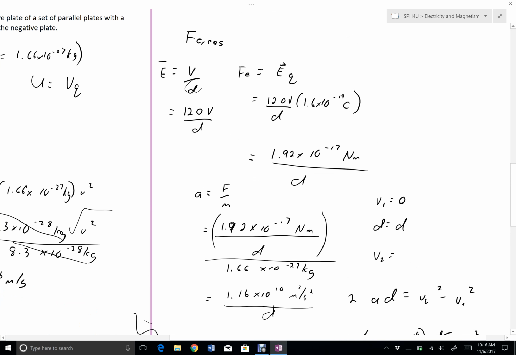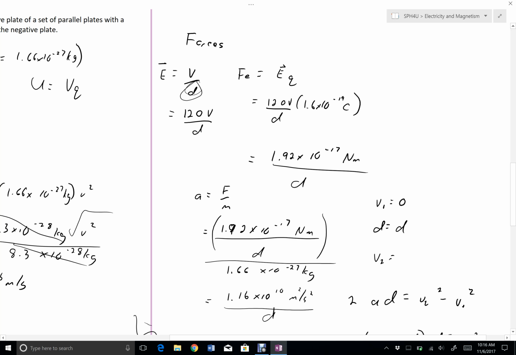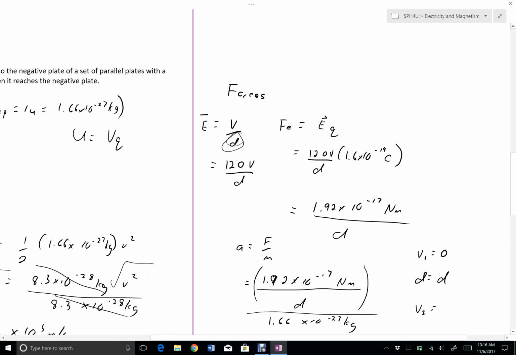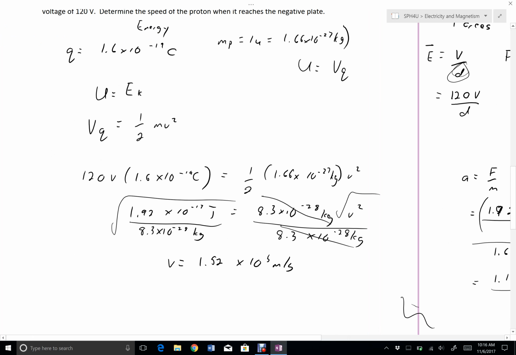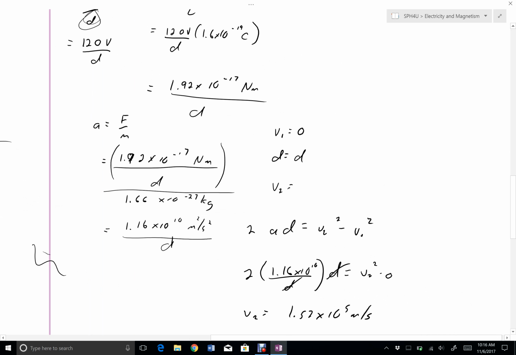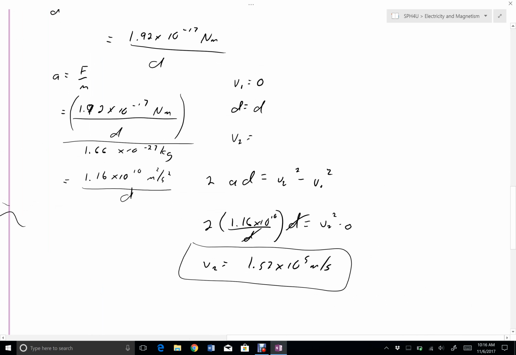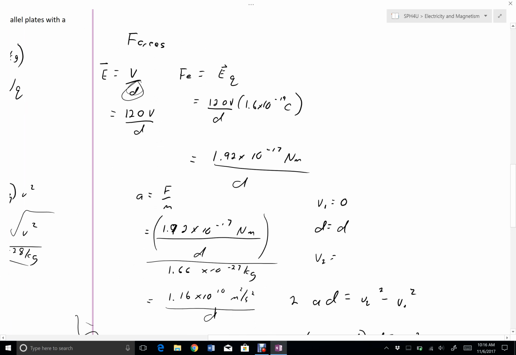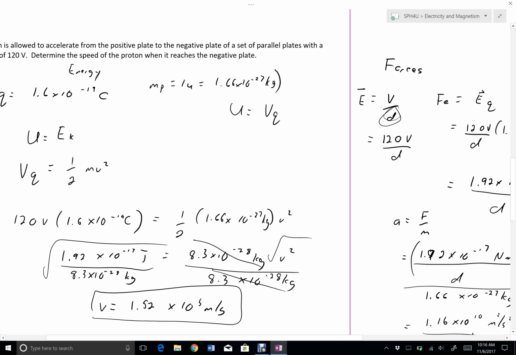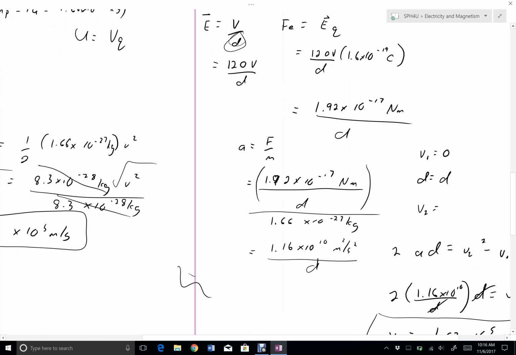So maybe a little bit more confusing to use forces because I have to leave the variable D hanging around throughout the problem. If I had been given the distance between the plates up here, it would have been a little easier. But in the end, whether I use an energy approach or a forces approach, because the electric field between the two plates is constant, both approaches work just fine in terms of predicting that final velocity.